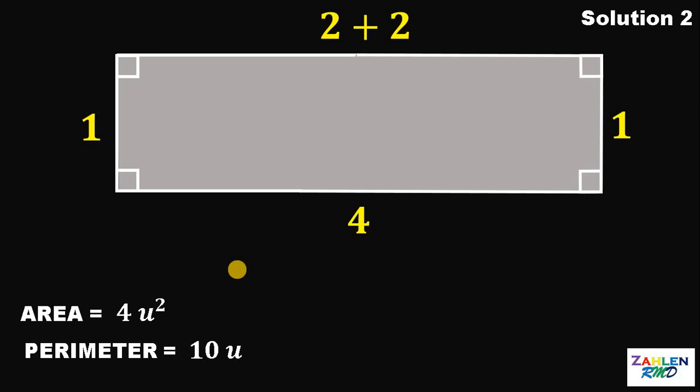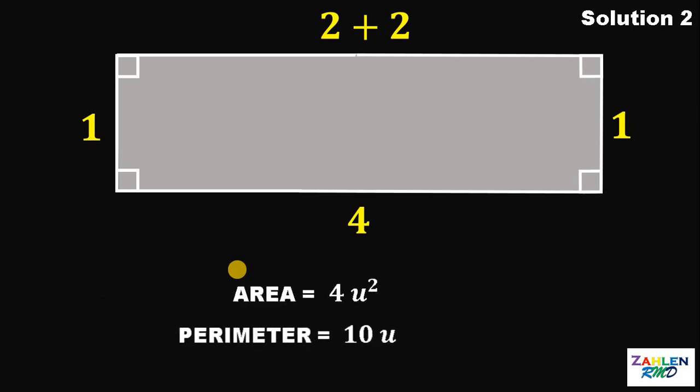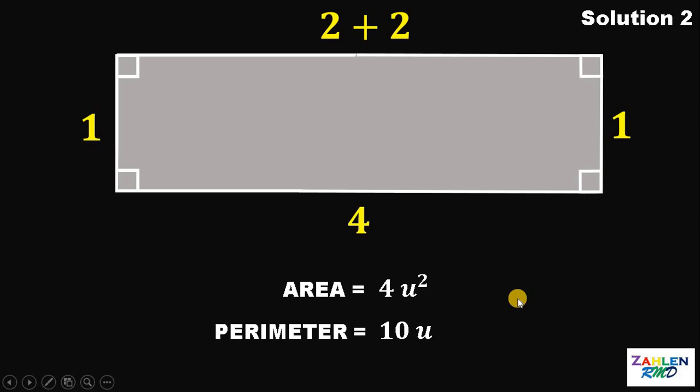So we have two solutions and get the same result, wherein the area of this figure is 4 square units and its perimeter must be 10 units.